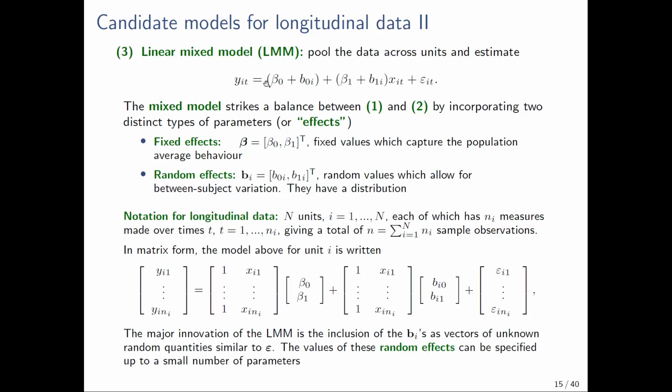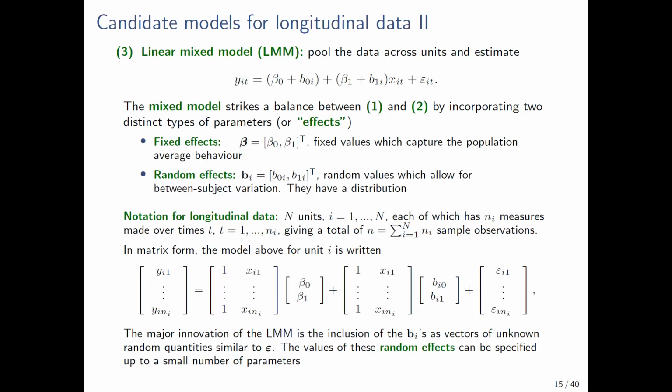So notice that we've got a parameter here that's global and one that's relevant to individual i, and a parameter here that's global and one that's relevant to individual i. And that's how the mixed model works. It strikes a balance between models 1 and 2, the population model and the individual model, by incorporating two distinct types of parameters, or what in this area of statistics is known as effects.